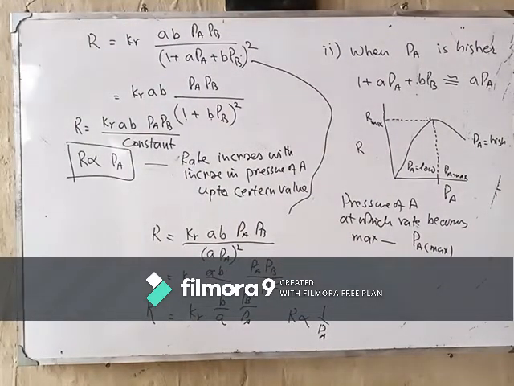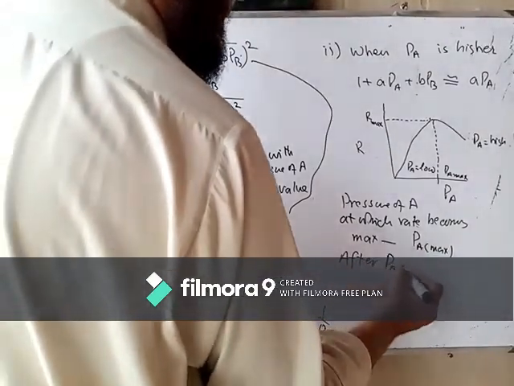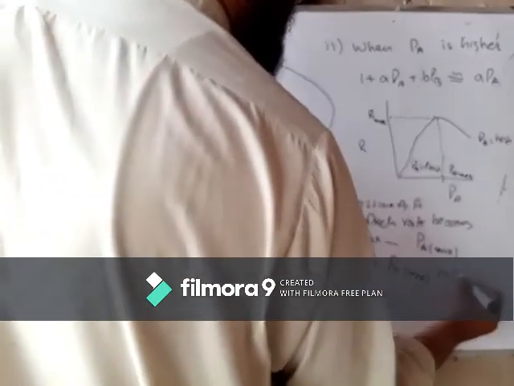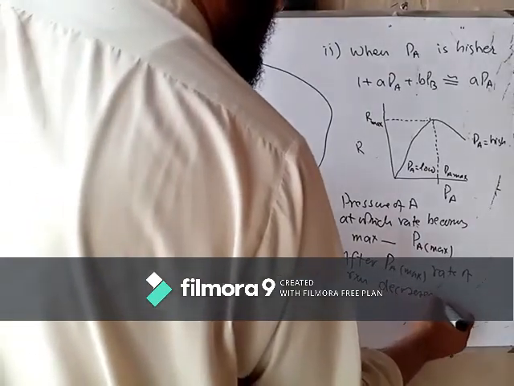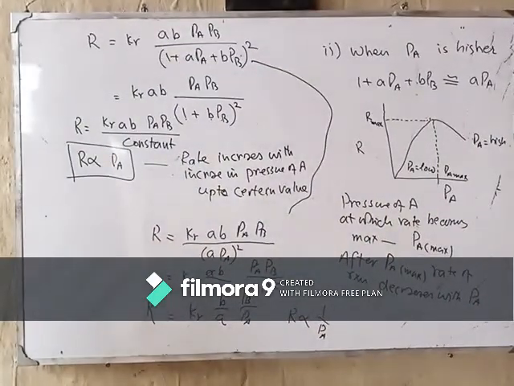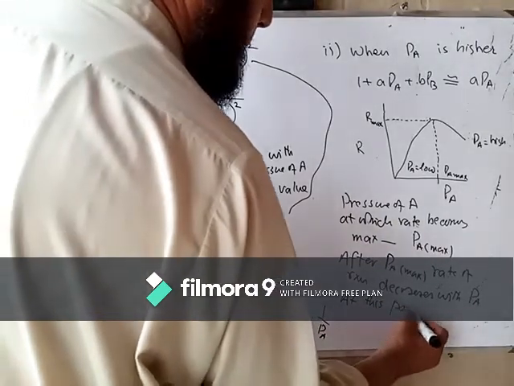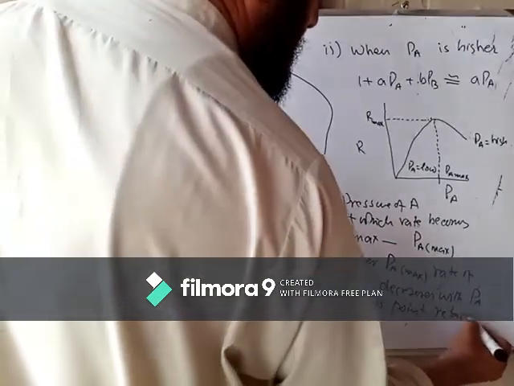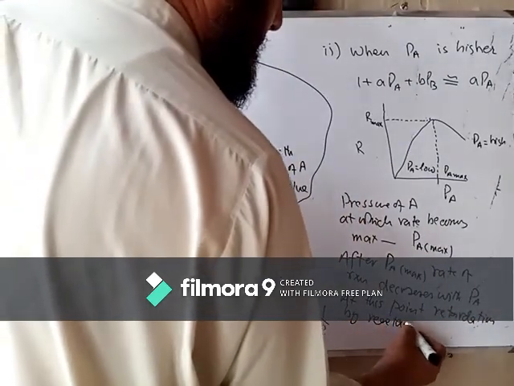तो इस P_A max के बाद retardation starts. After P_A max the rate of reaction decreases with pressure of A, with further increase in pressure of A, so this is retardation by the reactants. At this point retardation by the reactants starts.